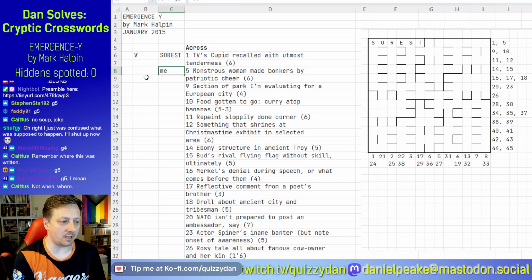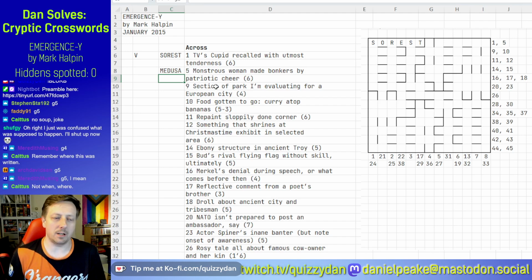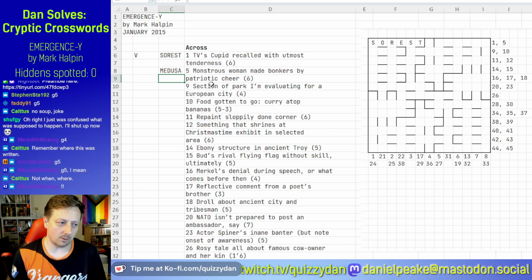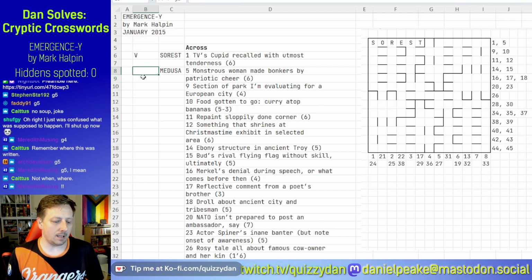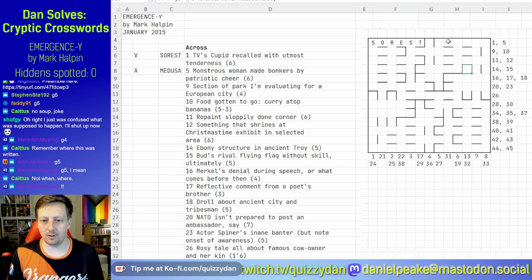So it's Medusa then. So maid bonkers, anagram of maid plus the patriotic cheer, which is the US cheer, USA. So the extra letter from maid that is not part of the anagram is there, and that is Medusa. So we can put that in the grid.